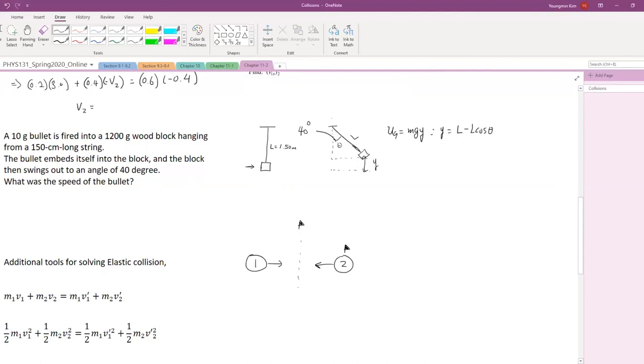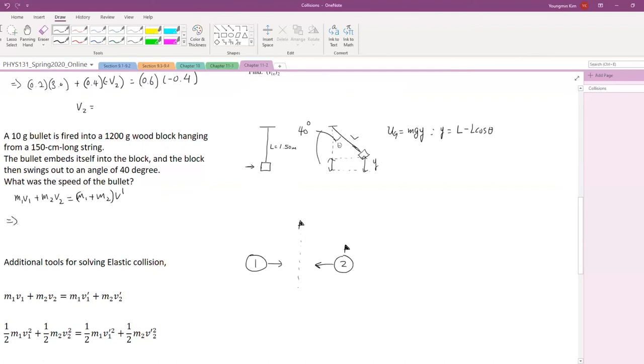And that is because if you take a look at the angle here, this length here would be the total length L minus L cosine theta, this part. So this part here is L minus L cosine theta. All right, now let's consider that this is an inelastic collision case, so we still use the same equation, m1 v1 plus m2 v2 is equal to m1 plus m2 v prime.